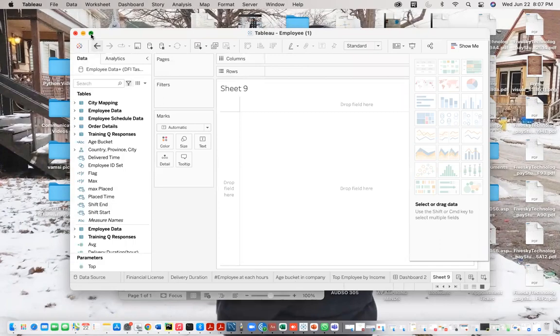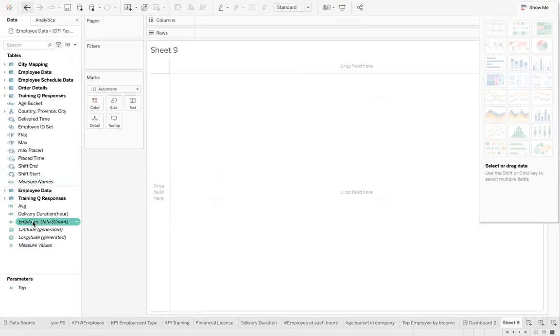In Tableau, if we open any sheet, the data in blue is called dimensions, and the data in green is called measures. To distinguish between them, dimensions are mostly qualitative things, like country, province, city, etc. Those can't be measured. We can't take a percentage or the sum of them. So dimensions are qualitative things.